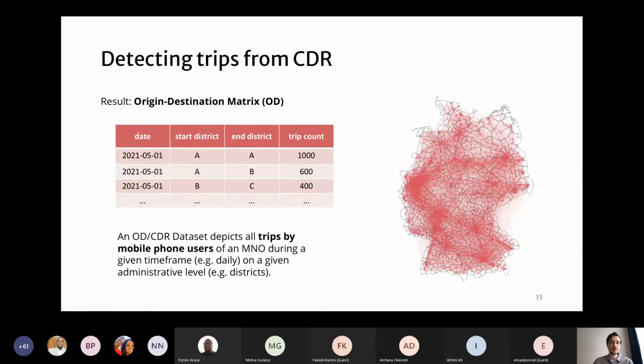So for example, here we have for one date, we know the start district and the end district and the number of people that moved there. And so this captures the trips of all mobile phone users that an MNO has in a given time frame on a given administrative level. Yeah, so this gives you a very good picture of the mobility in a population.